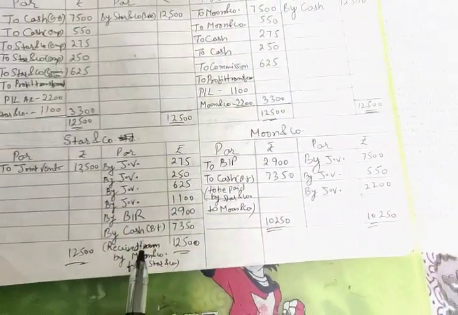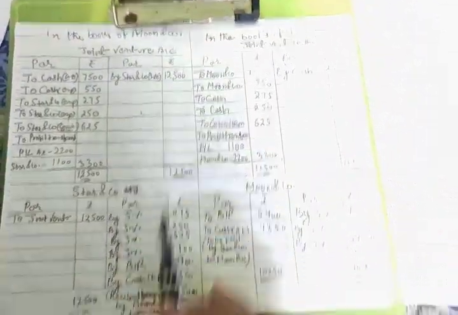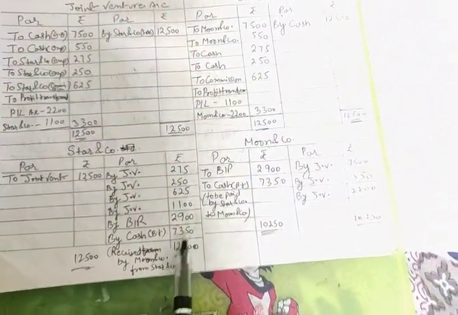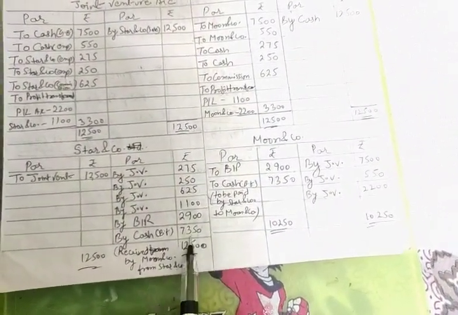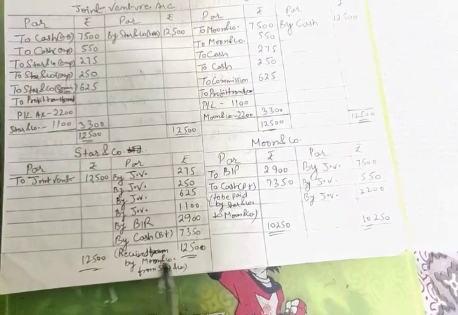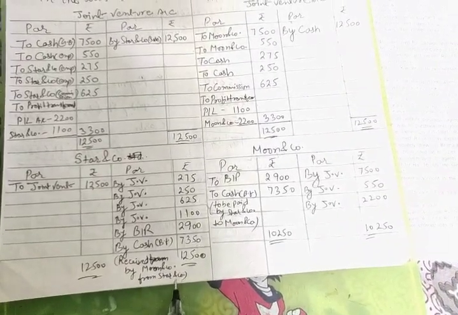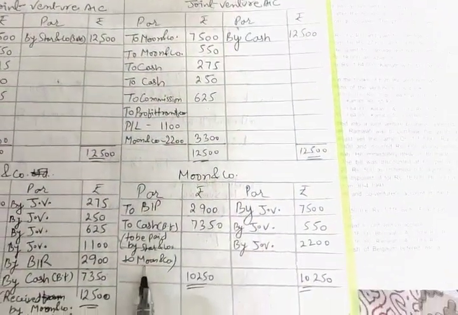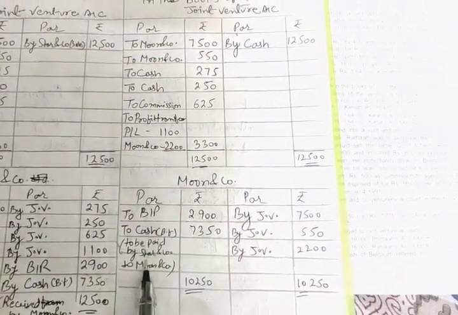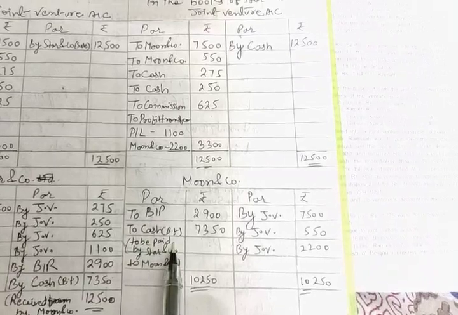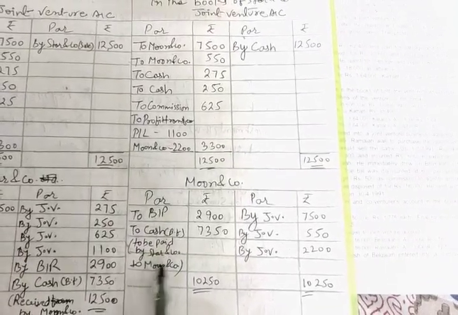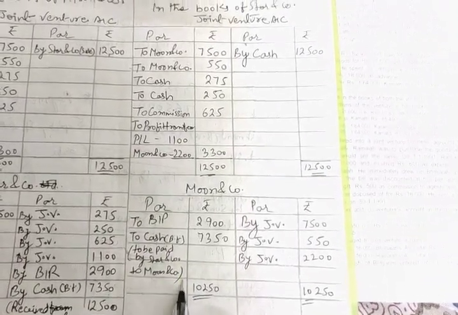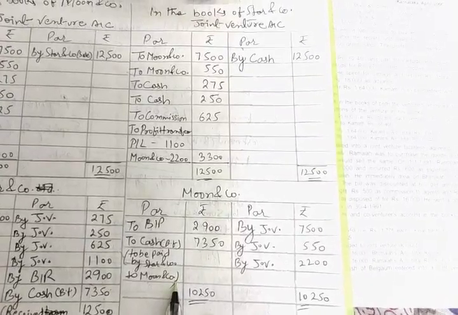Okay, in the books of Moon and Company, what we have seen is a credit side cash balance, that means Moon and Company is going to receive this from Star and Company. And in the books of Star and Company, okay, a debit side cash balance, balancing figure. So what we are going to say is that Star and Company has to pay it to whom? To Moon and Company.